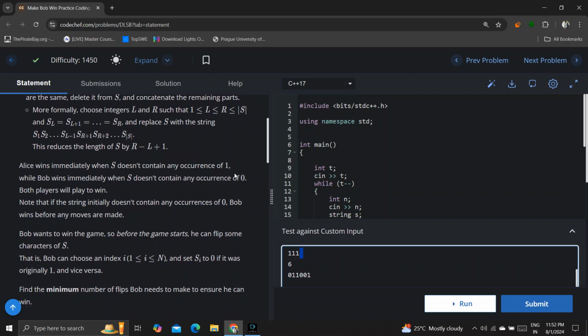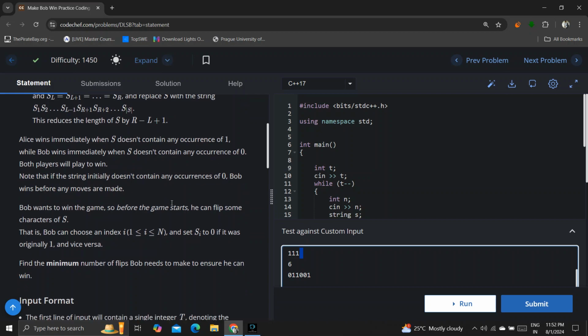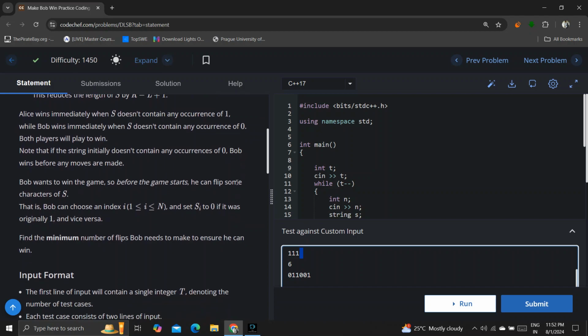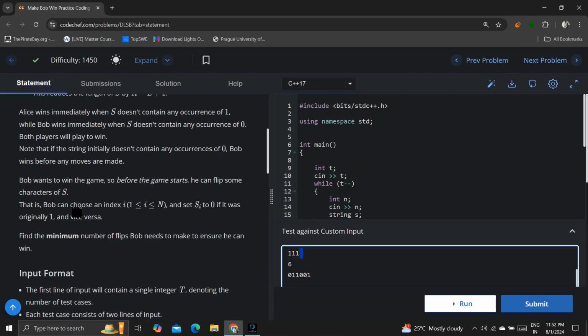It is a binary string containing 0 and 1, right? Note that if the string initially does not contain any occurrence of 0, then Bob wins. See, Alice goes first, and as there are only ones and no zeros, Bob wins automatically, right? Now, Bob wants to win the game, so before starting the game, he can flip some characters of S, right?